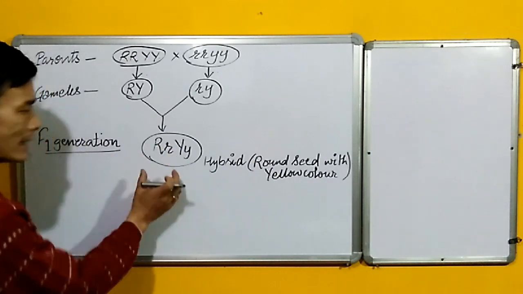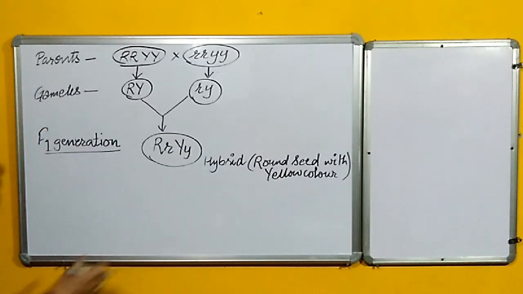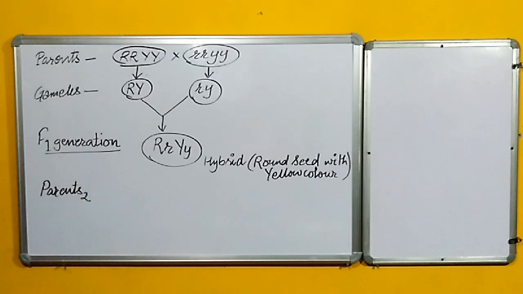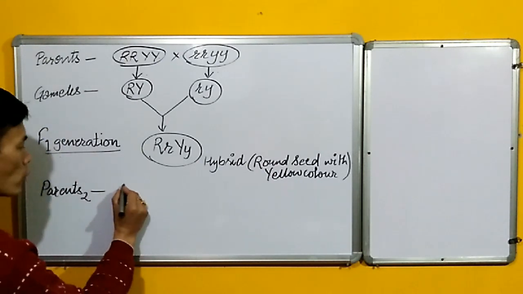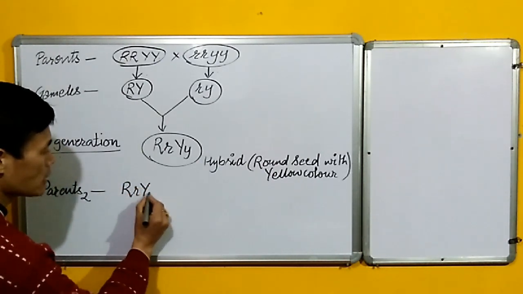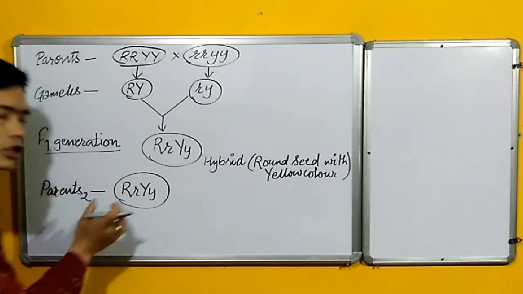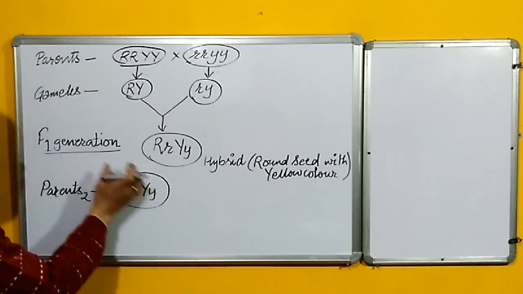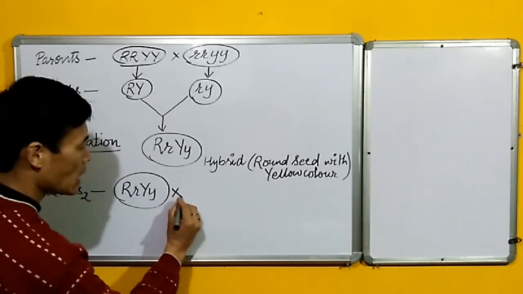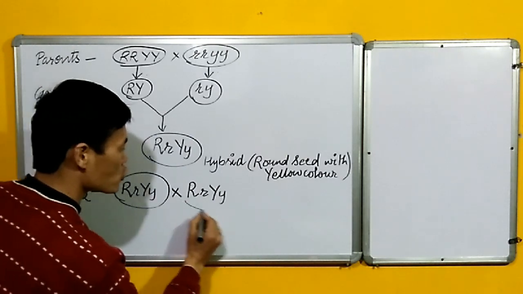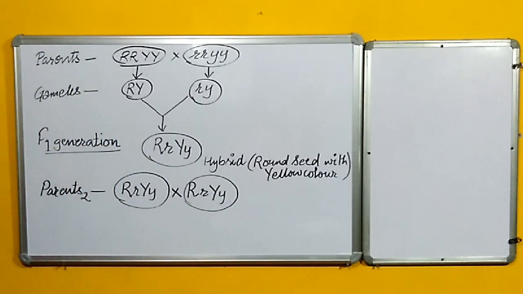Now what Mendel did with this F1 hybrid is he selfed the F1 hybrid. So he took the F1 hybrids as parents 2. So the parents 2 now will have the same kind of genotype, that is capital R, small r, capital Y and small y. And since we are considering self-fertilization or selfing of the F1 generation, the other parent that is considered is also of the same genotype, that is capital R, small r, and capital Y, small y.